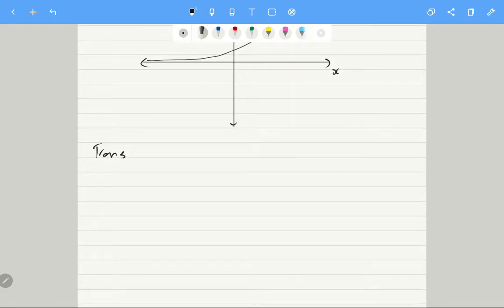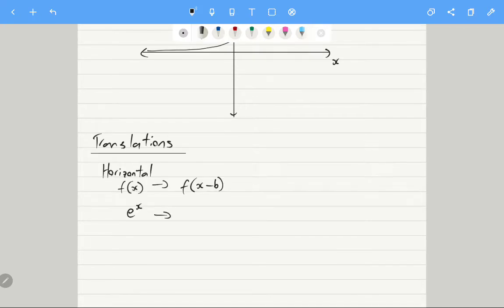Now there are two types of translations. We have horizontal and vertical. Horizontal translations are based on f of x becoming f of x minus b, which means that e to the x would become e to the x minus b. So that will move you b units left or right. Vertical translations work much the same. Vertical translations work by f of x becoming f of x plus c. Well, that means e to the x would become e to the x plus c.